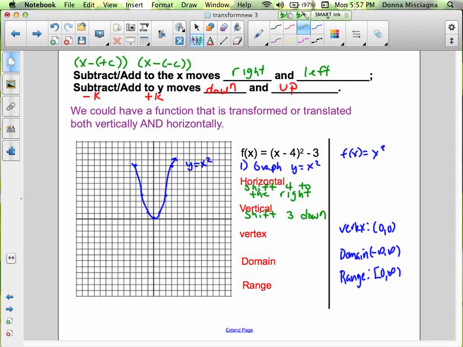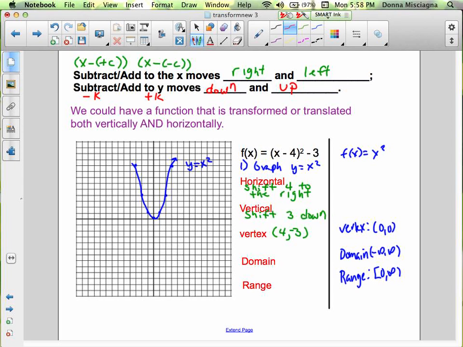Okay, it's going to change the vertex. We'll write the vertex down, and we'll also be able to check it as we translate our graph. If we're shifting 4 to the right, that's going to change the vertex. We're going to have 4 as the x-coordinate. If we're shifting it 3 down, that means we're going to have negative 3 as the y-coordinate of the vertex. So now let's graph our graph here.